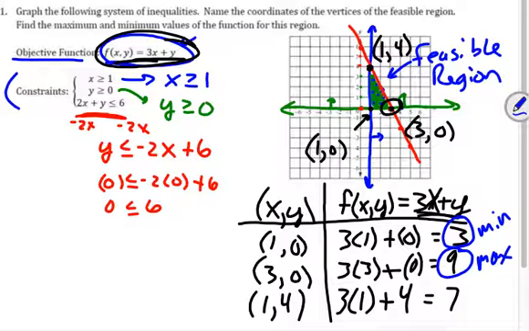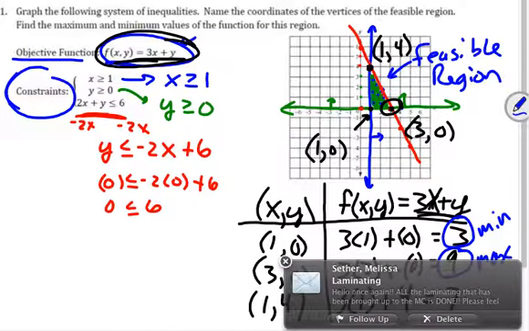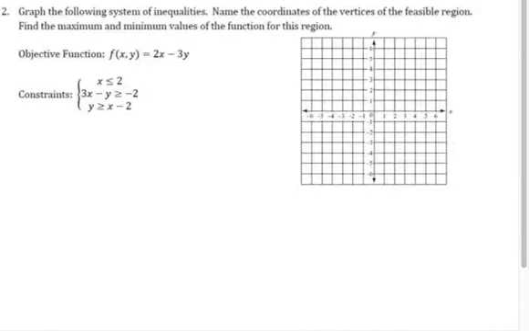This is a typical linear programming problem. You have your constraints, your objective function, you graph, and go from there. Okay. Once again, graph the following system of inequalities. We're going to use our objective function again right here. We're not graphing that, we're only going to graph our constraints.